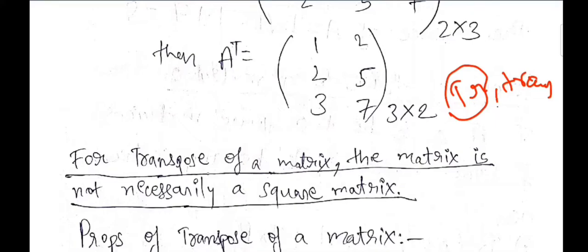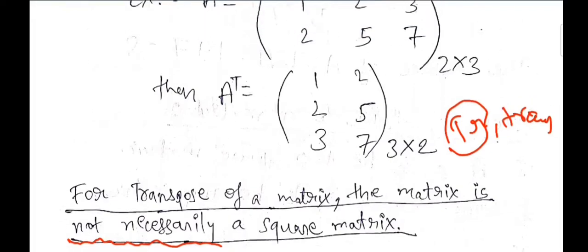Why is trace defined only for a square matrix? Because the principal diagonal is defined only for a square matrix. As the principal diagonal is defined only for a square matrix, clearly trace will also be defined only for a square matrix, right? But the case of transpose is very different. Even if it is a rectangular matrix, it is not necessary, read the words carefully, not necessarily means it may be or it may not be a square matrix.